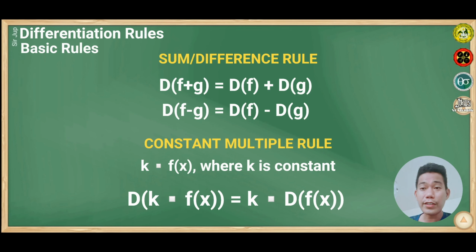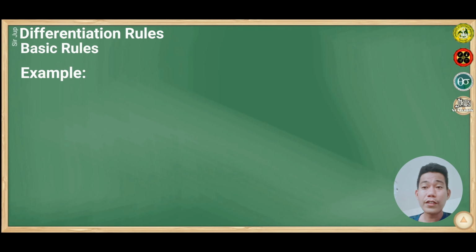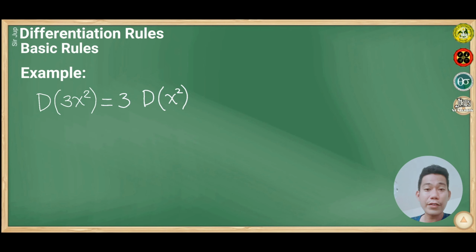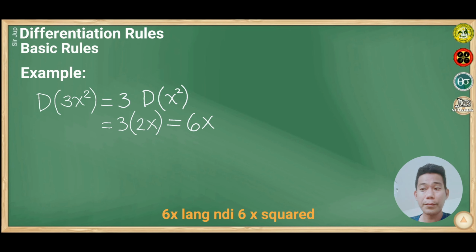Okay, so for example, find the derivative of 3x squared. So apply mo yung constant multiple rule. So all you have to do is to just get the derivative of x squared multiplied by 3. So derivative of 3x squared is equal to 3 times the derivative of x squared. Okay? So, derivative of x squared is yung 2 lagay mo sa coefficient at saka yung matira sa exponent is 2 minus 1 which is equal to 1, or we have x. So, we have 3 times 2x or we have 6x. So, ang derivative ng 3x squared ay 6x.